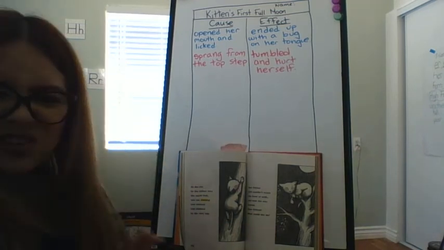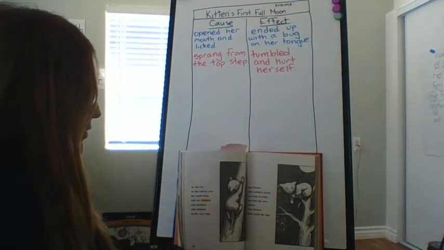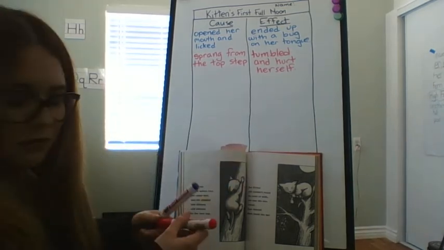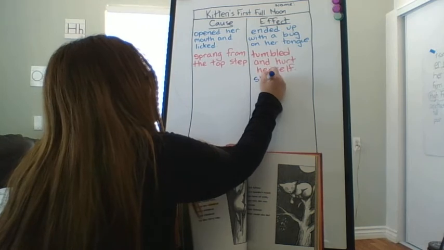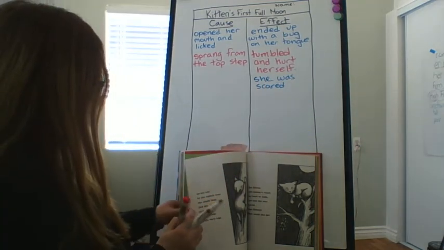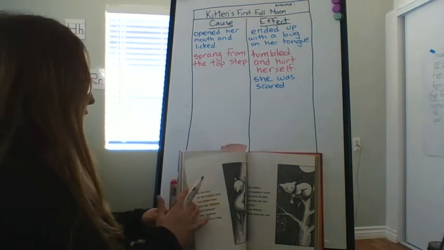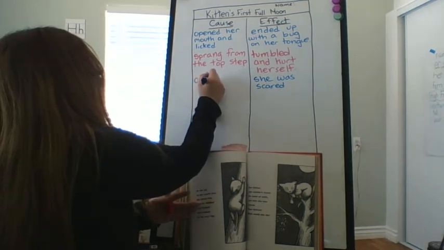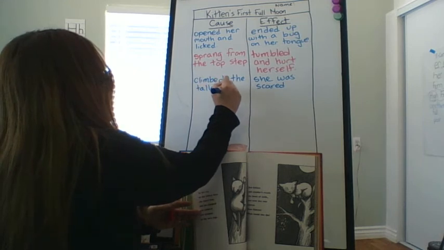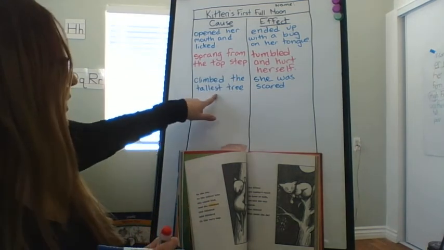What could she do? Do you know what the cause and effect is in this page? What happened to Kitten? What was the effect? What happened to her? She still couldn't reach the bowl of milk, and now she was scared. So the effect is that Kitten was scared. Why was she scared? What happened to her to make her scared? Well, over here it says, she ran to the tallest tree she could find and she climbed and climbed and climbed to the very top. So she climbed the tallest tree. So the cause is that she climbed the tallest tree, and because of this, the effect is now that she's scared. So because of this, this happened.